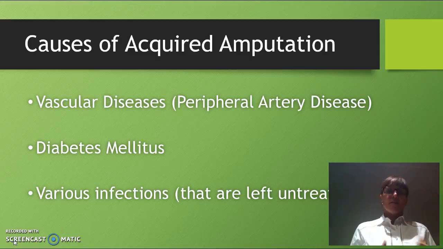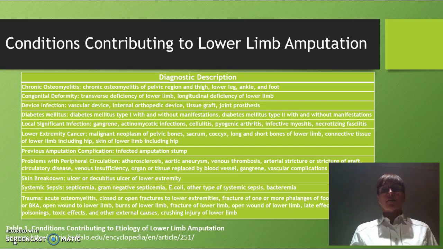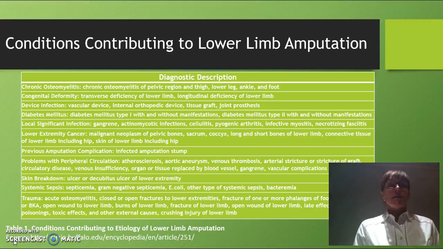So rather than specifically state those different diseases or infections, I'd like to share this table with you. I thought it was a very helpful, very thorough table that describes some of the conditions that contribute to lower limb amputation. Of course, I'm not going to go over all of them on this table. As I said, it's kind of overwhelming.